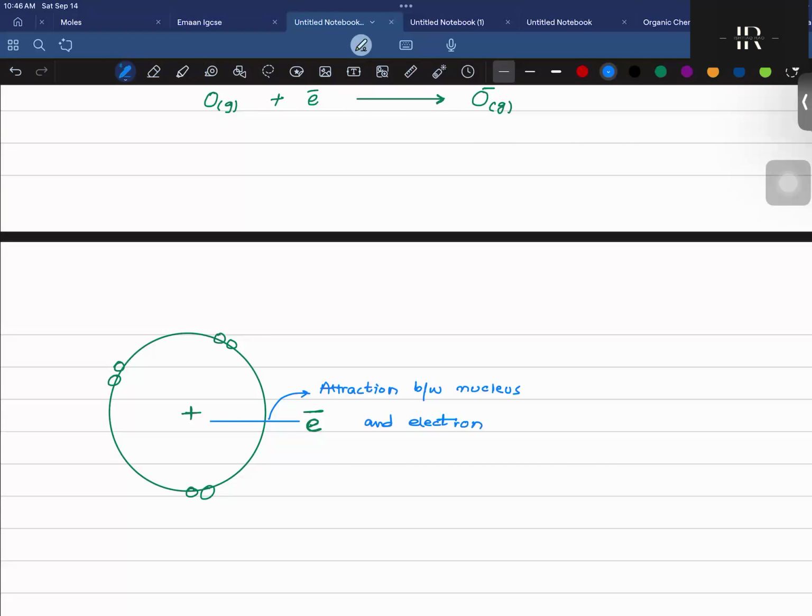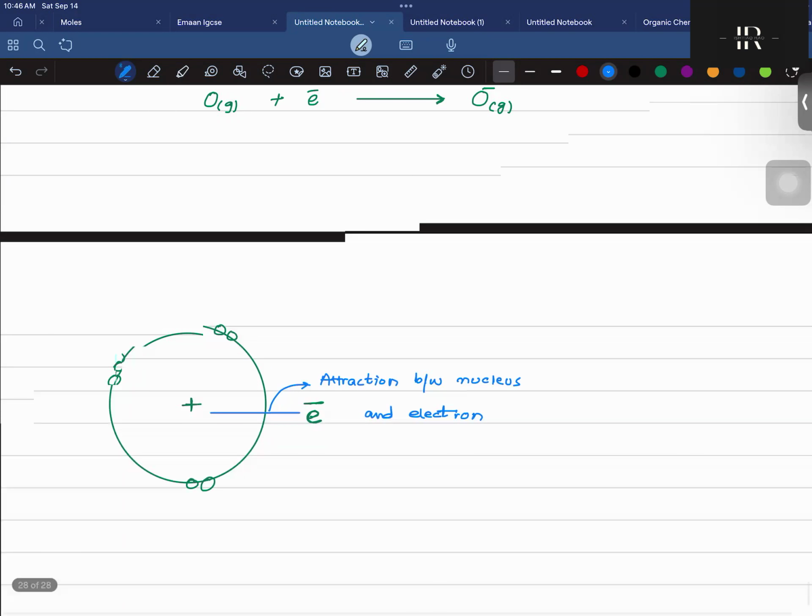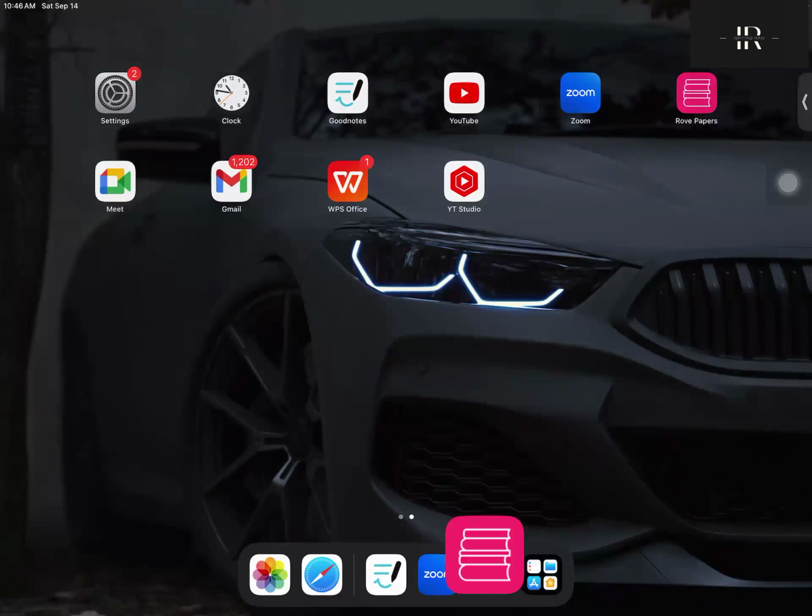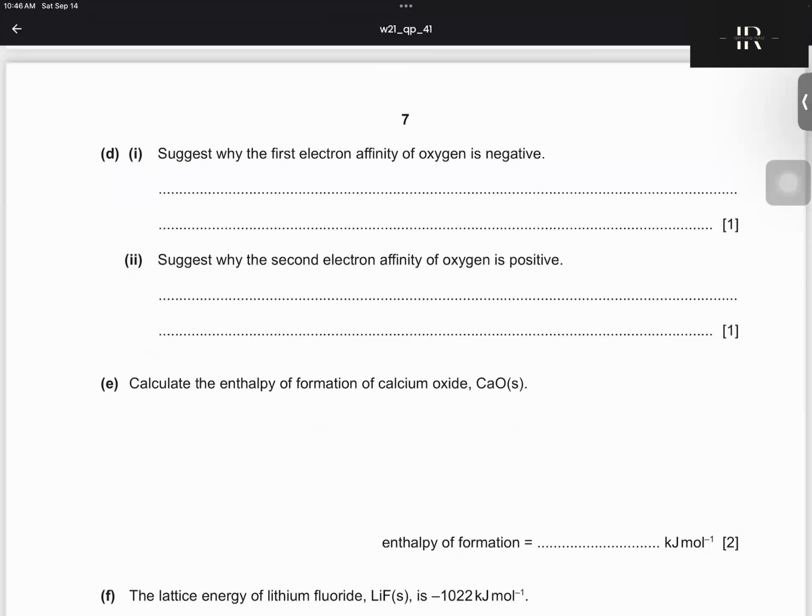Okay, there is attraction between the nucleus and electron, right? So when they attract each other, they release energy. Simple, it's very simple. So now you are thinking, sir, what am I supposed to write in this question? You would be just writing this is of 1 mark.